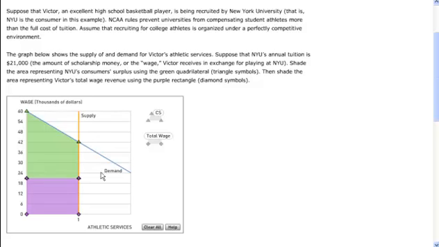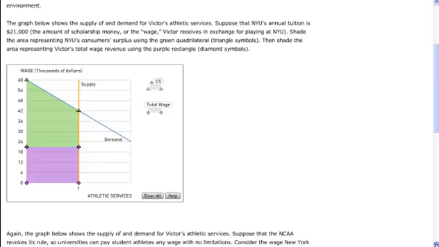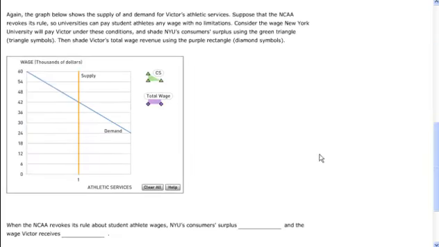So now that we have this graph filled in, we're going to scroll down and do it again. And now the rules have changed. The NCAA has revoked its rules, so now universities can pay student athletes any wage with no limitations. What that means is now we're going to have a real supply and demand situation, and we're going to go to the equilibrium point where supply and demand intersect, which is at $42,000.